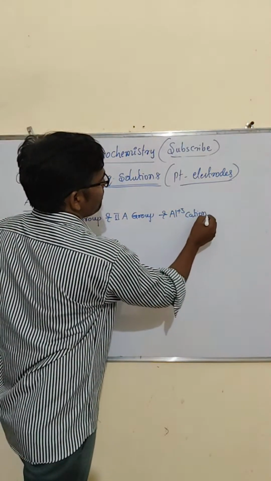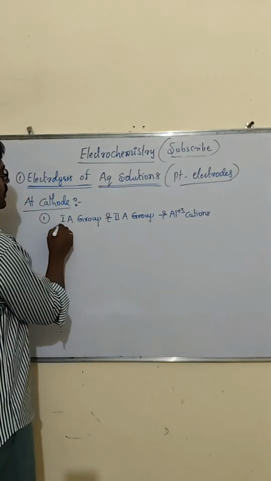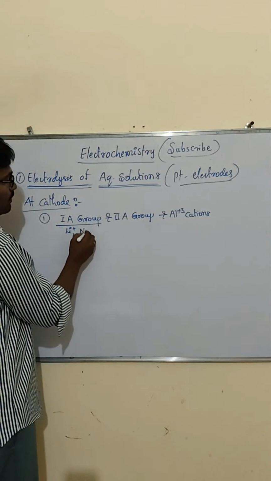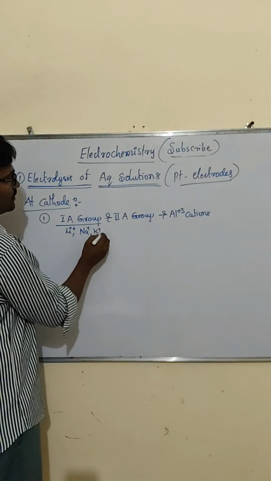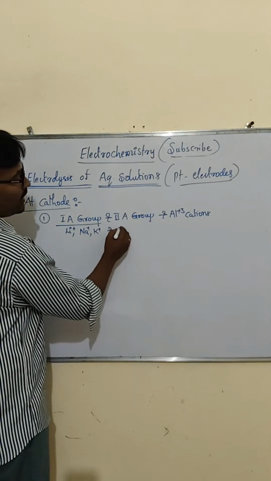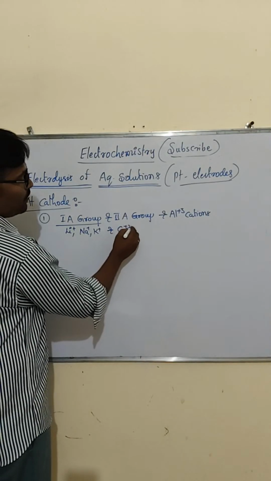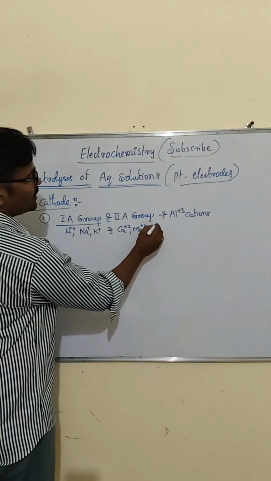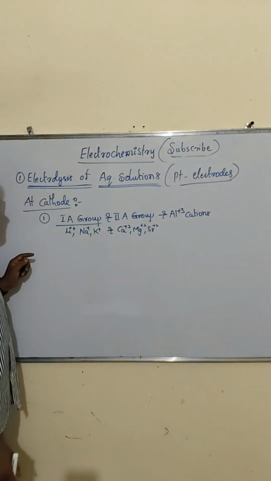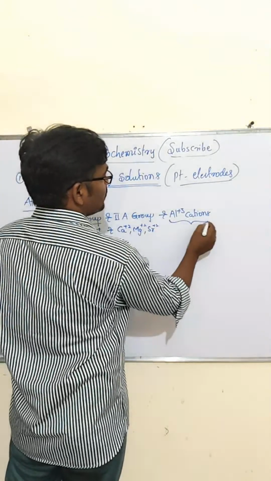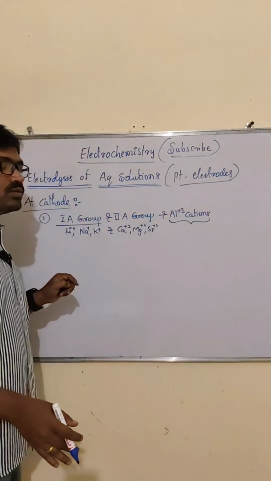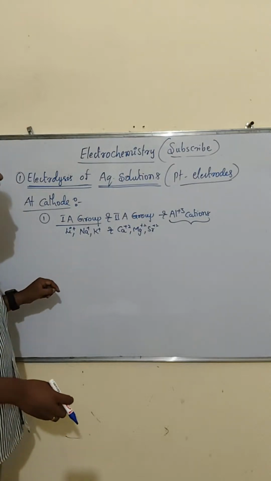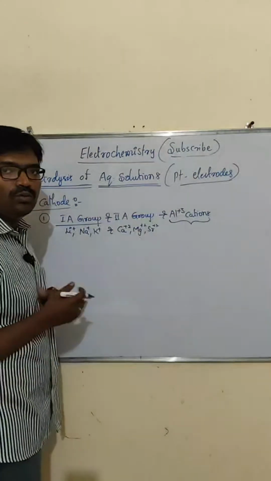So first A group cations ఏమేమి ఉండొచ్చు? lithium plus, then sodium plus, then potassium plus. Then second A group cations ఏమై ఉండొచ్చు? So Ca plus 2, then Mg plus 2, then Sr plus 2. So like this Ba plus 2 ఇవన్నీ. Then Al plus 3 cations. ఈ cations ఉన్నప్పుడు aqueous solution లో ఈ cations deposit అవ్వవు.